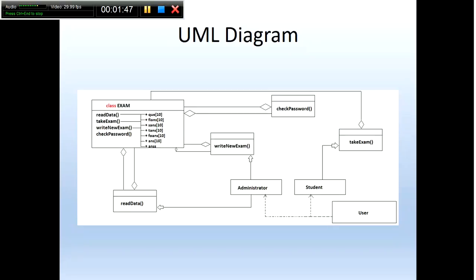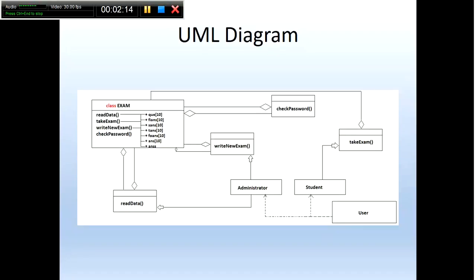You have a read data which allows for the questions and answers to be read. You have a take exam which is for the student, who has access only to that. You have a write new exam and check password. Check password allows the administrator to access the write new exam object. Same goes for read data. These 3 objects, as you can see, are only administrator access. They are not allowed for anyone else at all.